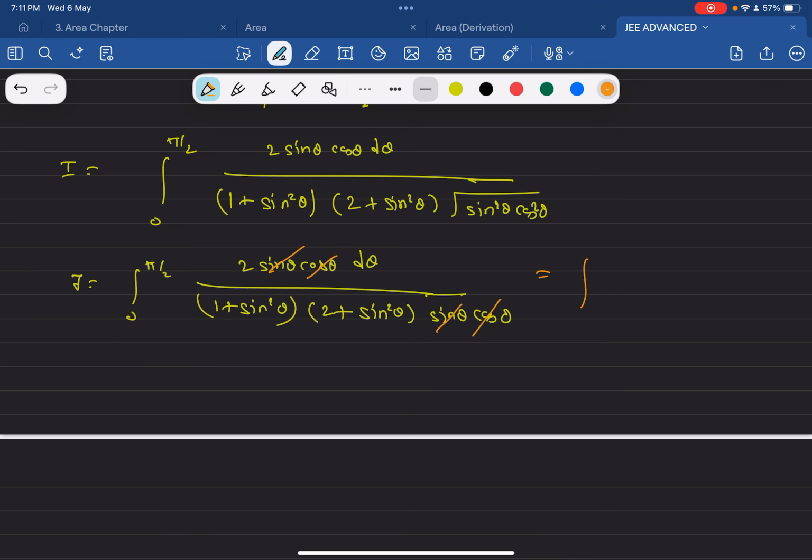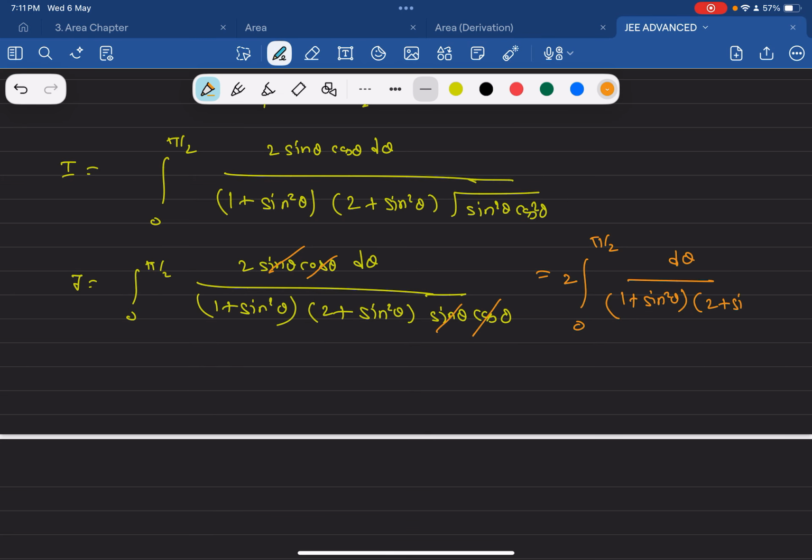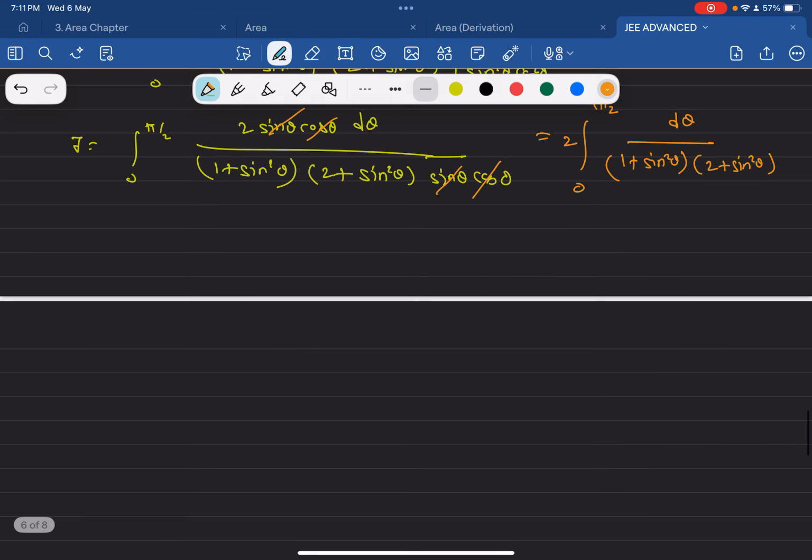So this integral will be 0 to pi by 2, and the 2 I can take outside. So d theta upon 1 plus sine square theta and 2 plus sine square theta we have left out. Here you can use the partial fraction concept. Sine square theta you can assume as t. We are not substituting, we are just assuming. So this will be 2 times 1 upon 1 plus sine square theta minus 1 upon 2 plus sine square theta. Correct?